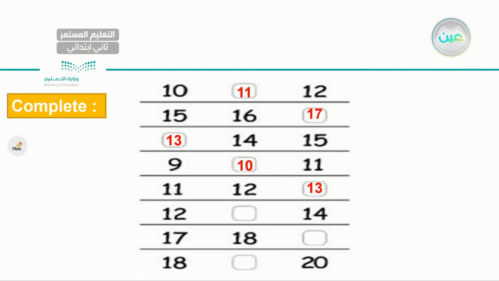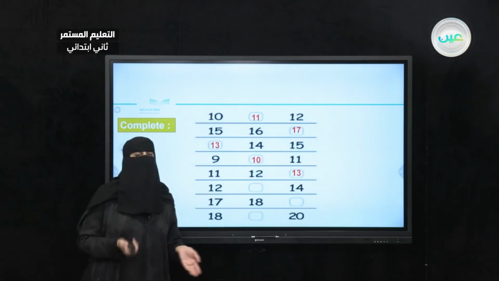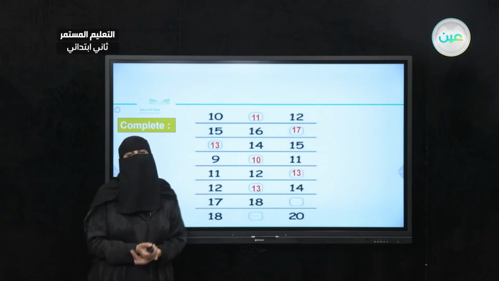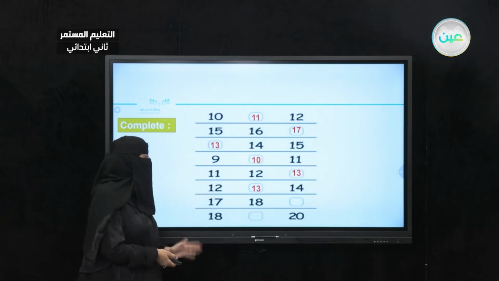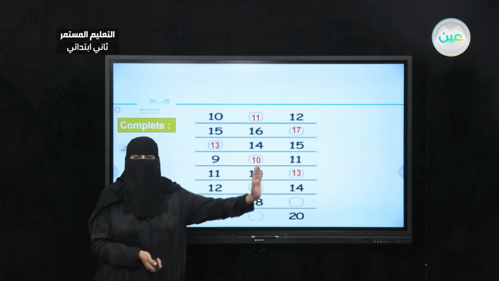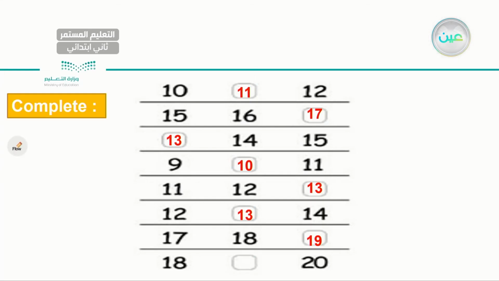Next, 12. What comes between 12 and 14? I have number 13 again. Very good, 13. Next one, 17, 18, 19. Very good, 19. The last one I have 18. So what comes between 18 and 20? I have number 19. Very good, my dear student.